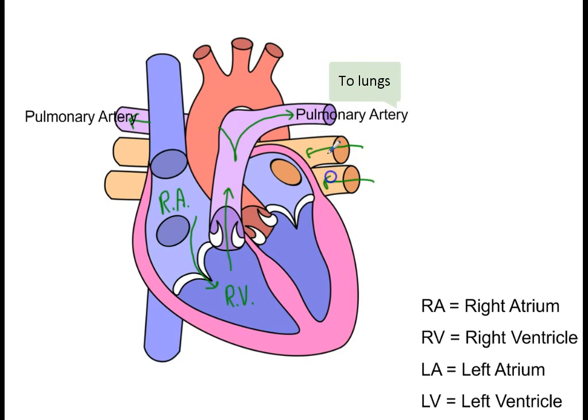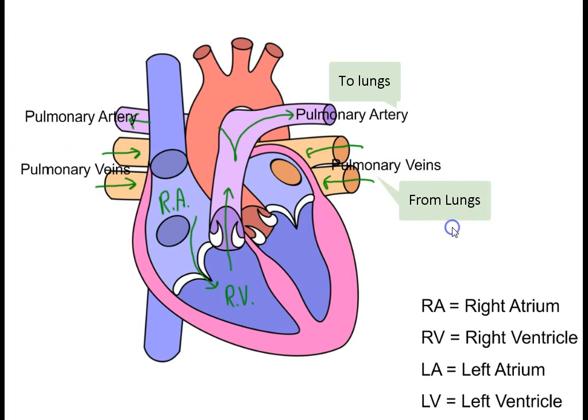From there, the blood is going to return from the lungs in what is called the pulmonary veins. So these are coming from the lungs. So the pulmonary arteries go from the heart to the lungs, pulmonary veins go from the lungs back to the heart. And they are going to deposit that blood right here in the left atrium. Again, remember the left and right side are going to be reversed.